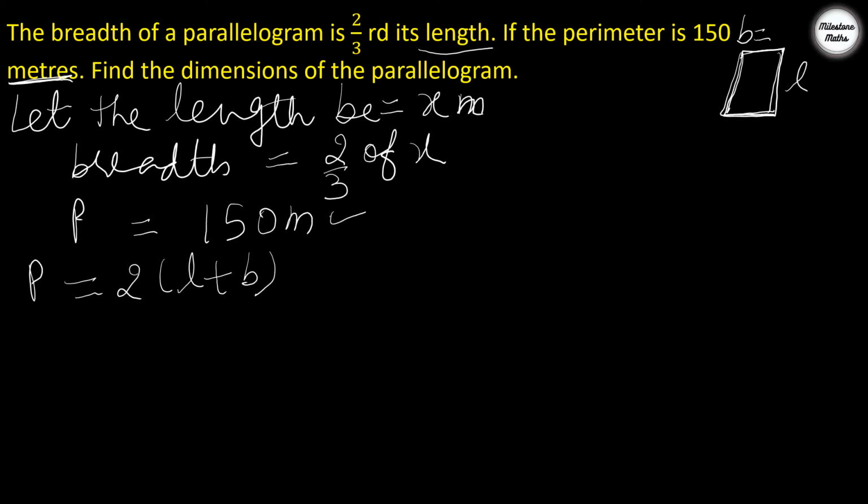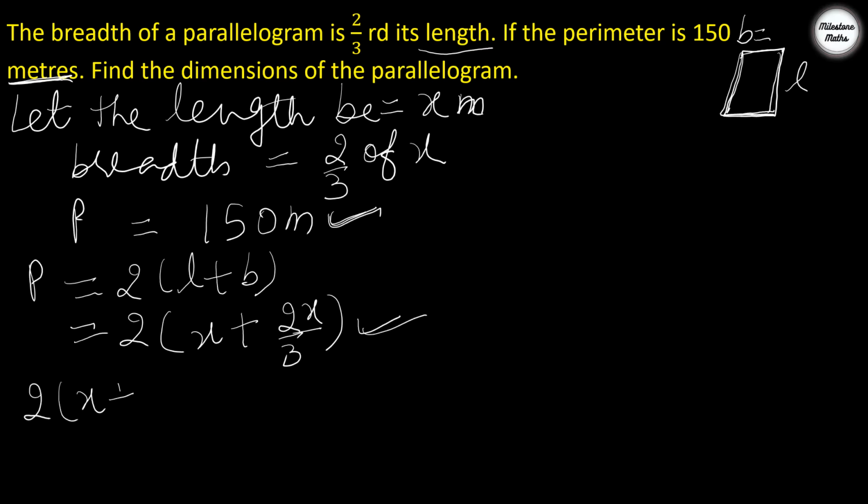Now this is also the perimeter: 150 meter and 2 into (L plus B). Let us first put the values. L is x, and B is 2/3 of x, so 2x by 3. So this is also the perimeter. Now we will equate both the perimeters, so x plus 2/3 x equals 150.